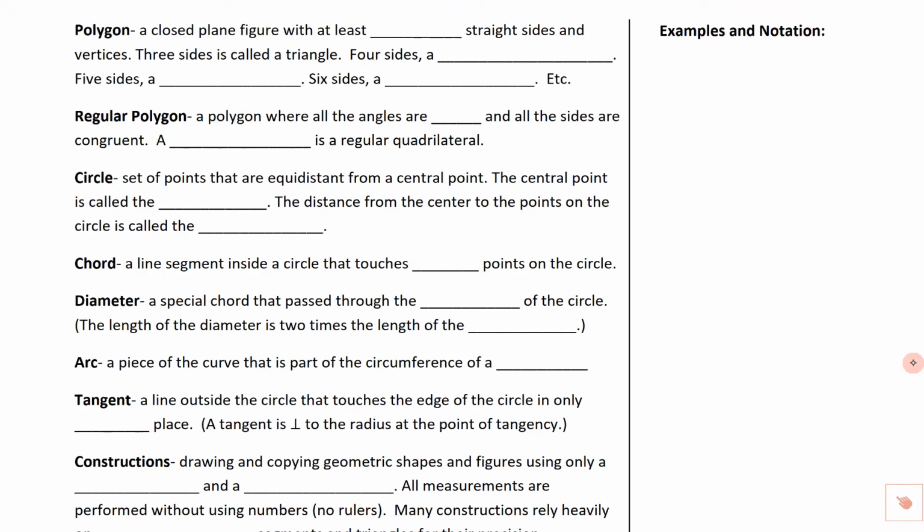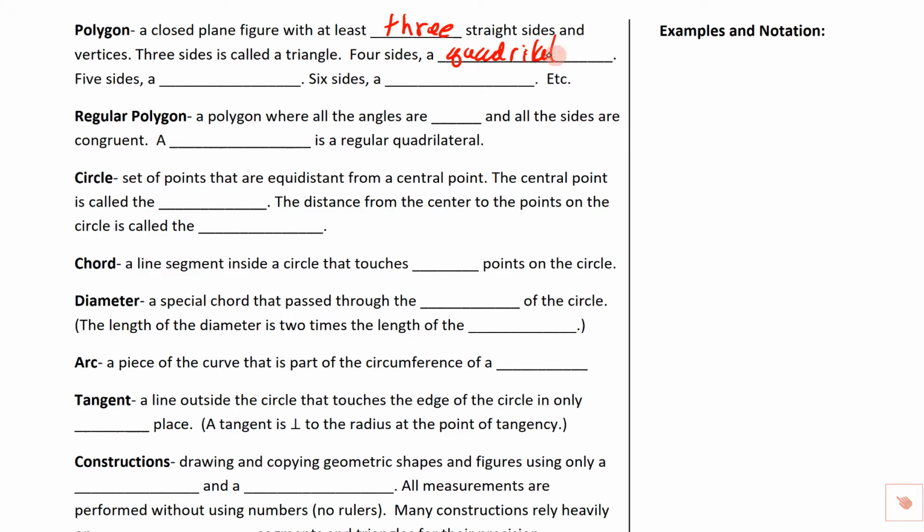Let's talk about some of the shapes that we're going to be dealing with. Let's talk about polygons first. A polygon is a closed plane figure, so it's a flat figure with at least 3 straight sides and 3 vertices. If we have 3 sides, it's called a triangle. If you've got 4 sides, then we call that a quadrilateral.